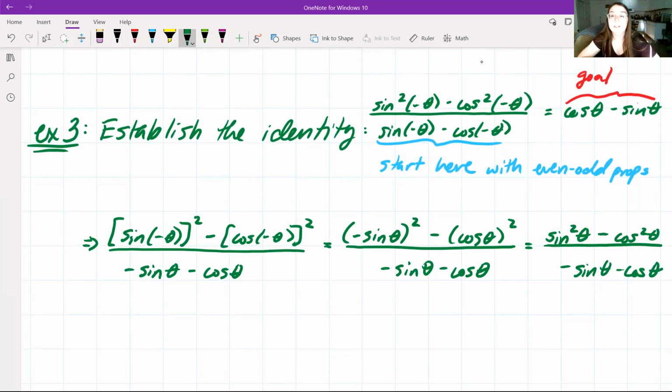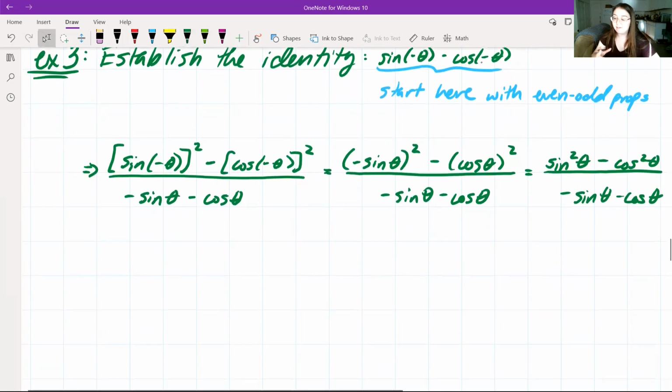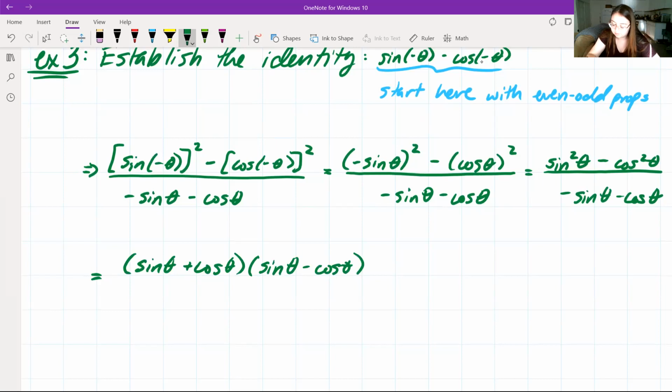So at this point, it's going to be really tempting to want to use the identity sine squared of theta plus cosine squared of theta is equal to 1. But the important thing to notice is that we do not have a plus symbol. We have a minus symbol, so we can't use it. But what we can use is factoring. We can factor sine squared of theta minus cosine squared of theta into sine of theta plus cosine of theta times sine of theta minus cosine of theta.